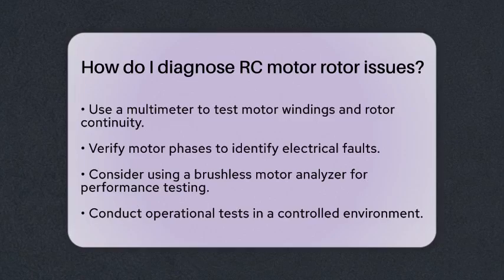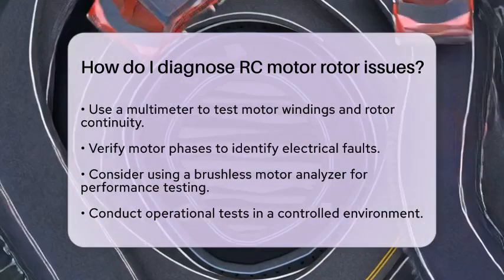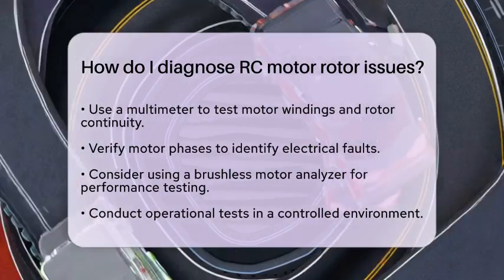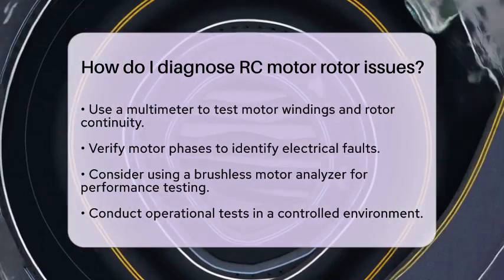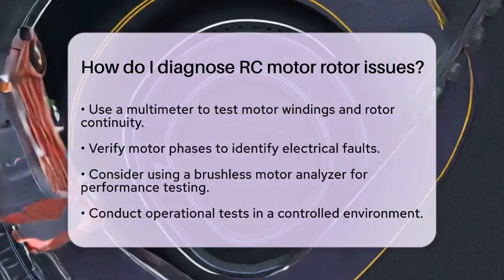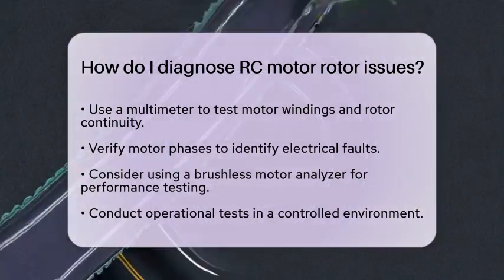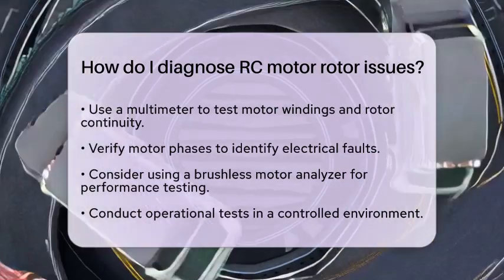Next, let's talk about operational testing. Run the motor in a controlled environment, like on a test bench or in your remote control vehicle. Listen for unusual noises such as grinding or rattling. Monitor the motor temperature as well. Excessive heat can indicate rotor or bearing problems. Observe the motor performance under load. A failing rotor may cause reduced power, inconsistent speed, or sudden stalls.